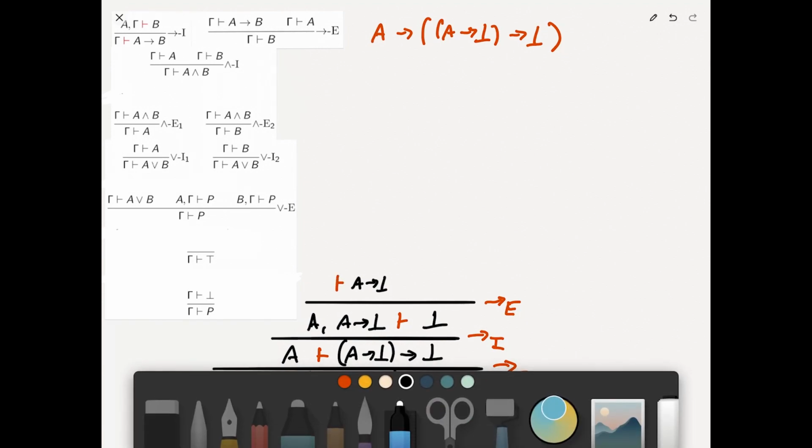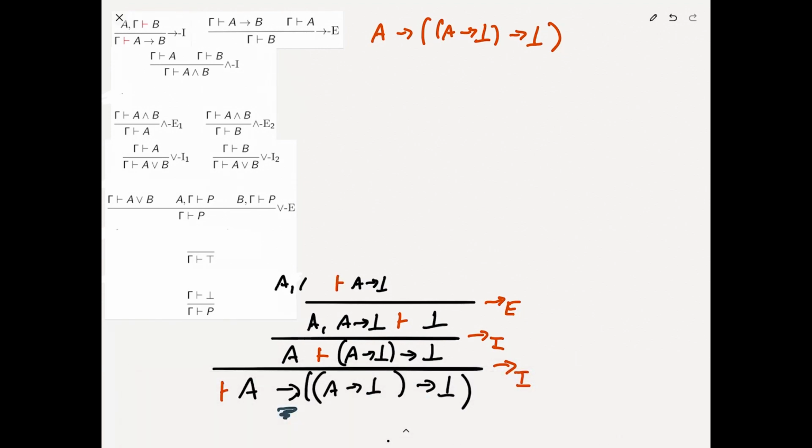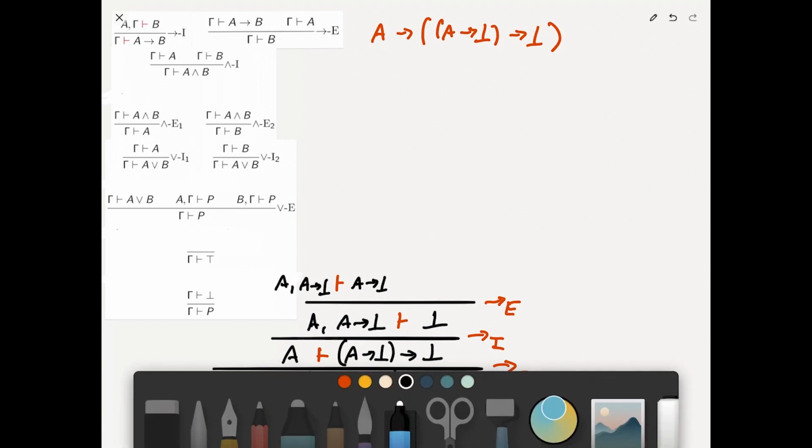So let's put in our assumptions just to make it clear. A implies false. And then I need to show the left-hand side of that implication. So I'll once again still have all my assumptions. A implies false. And I need to show A.